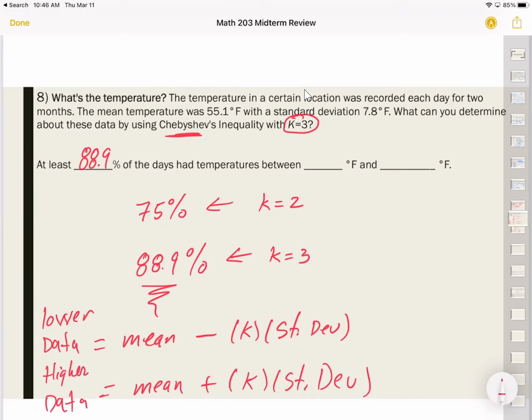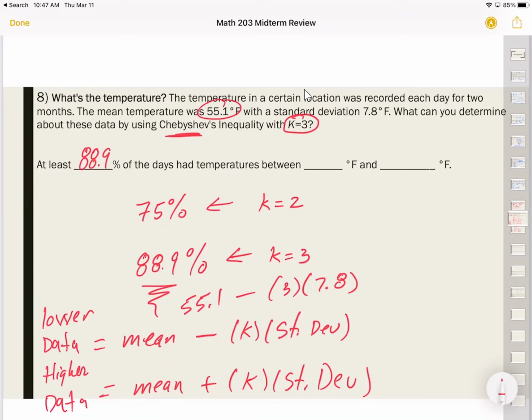They give us the K, so all you need to do is plug it in. We have the mean of 55.1 minus K, which is 3, times the standard deviation. If you subtract, that's your lower value; if you add, that's your higher value, because we need to know the group of items that includes 88.9% of your data.